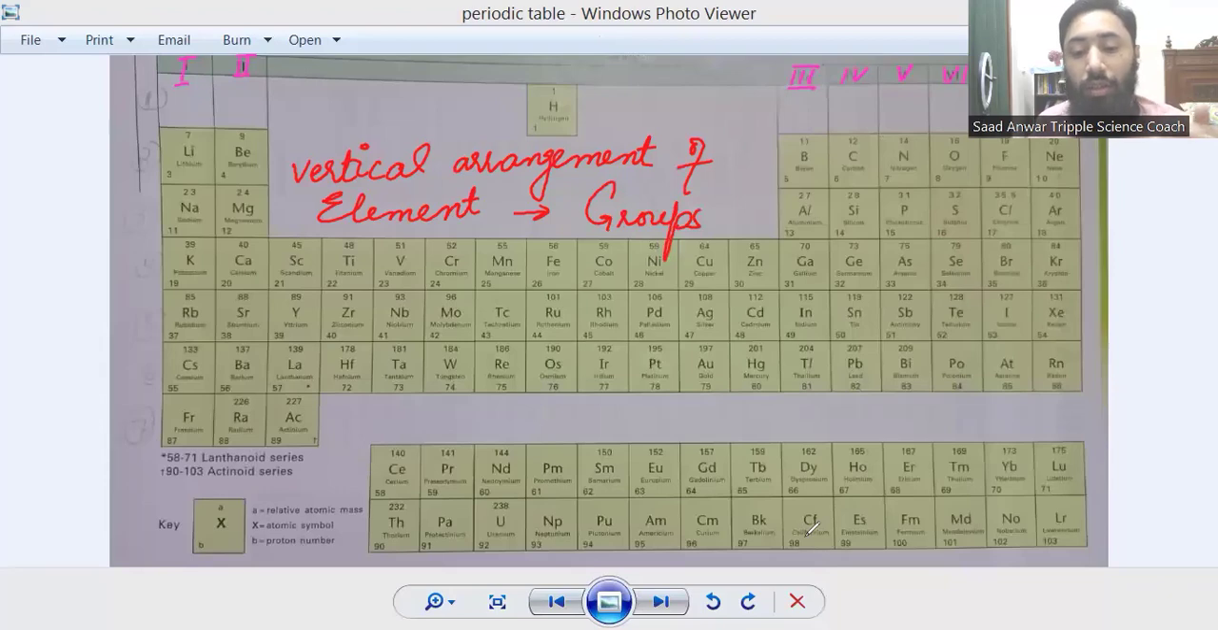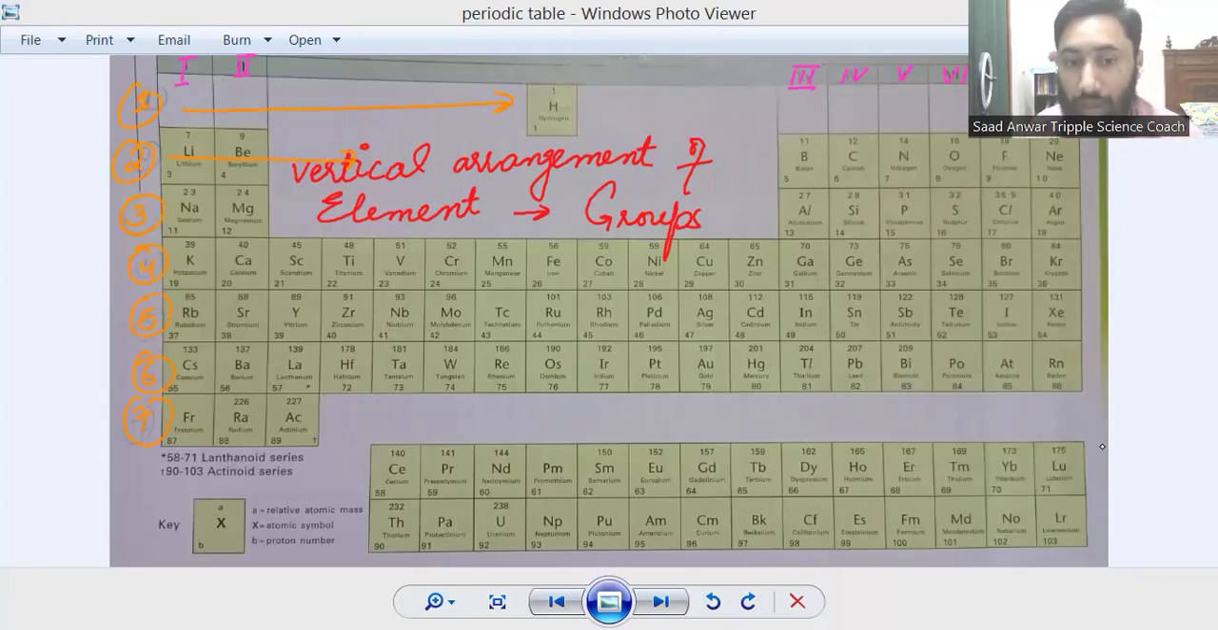Similarly, in the periodic table, there are horizontal arrangements. Look at my hand. This is a horizontal arrangement. This horizontal arrangement of elements is called a period. So in the periodic table, this is the first period, second period, third period, fourth period, fifth period, sixth period, seventh period. The horizontal arrangement of elements in the periodic table is called a period.